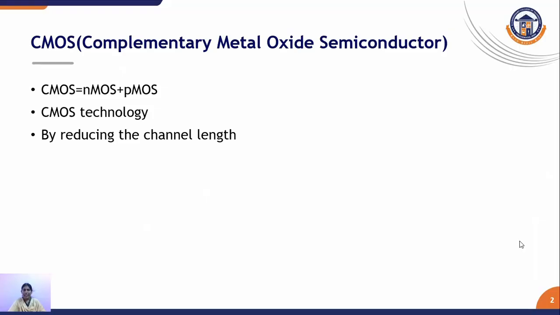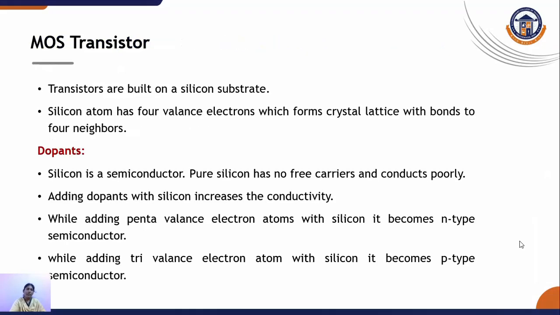By reducing the channel length, we reduce the size of the transistor. Because of that, we can increase the number of transistors in a single chip. So only we are following the CMOS technology concept in VLSI design. Before that, we are going to see about MOS transistor basics.